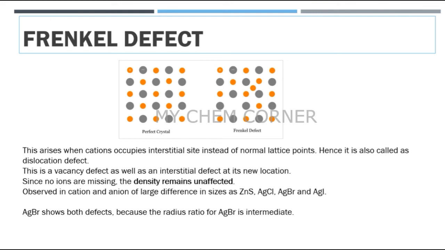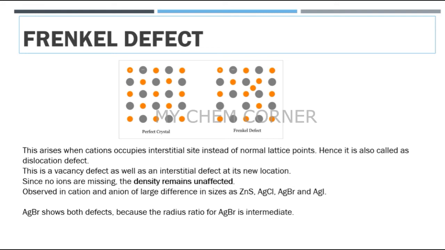That is one of the questions that they can ask for a mark in the exam. Why is AgBr observing both defects? It's only because the radius ratio between Ag and Br is intermediate. They're not too small, they're not too big differences. So this is about the Schottky defect.